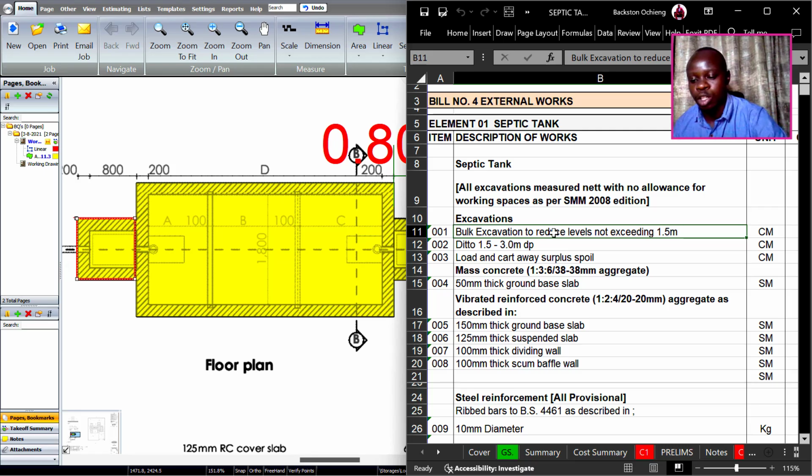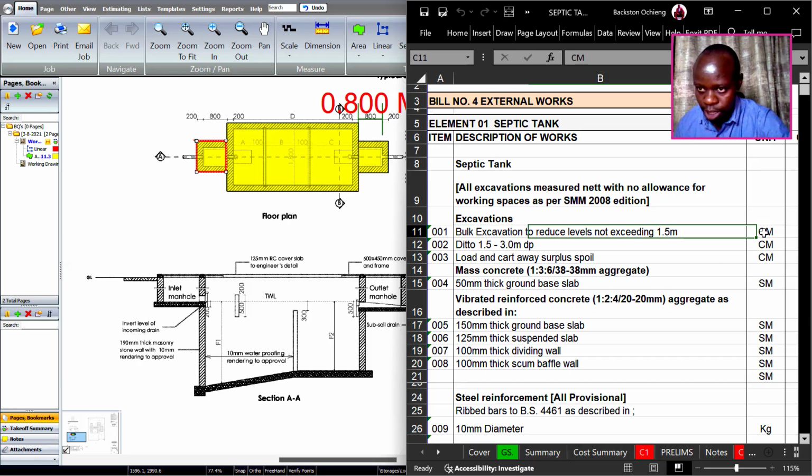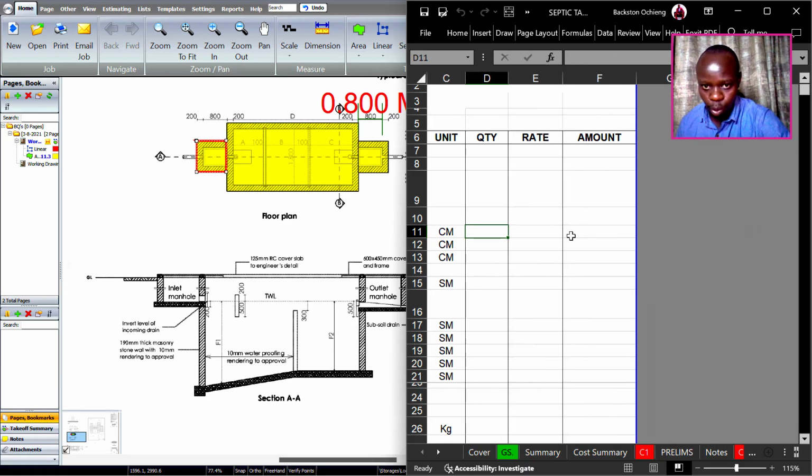It's worth noting that you consider that as well. So if you want to do estimation for a septic tank, then what you need to consider quite fast are the excavations. Now, excavations, when you need to know, it's in cubic meters, that is the unit. Okay, so the quantity that we are looking for is in cubic meters. Our calculations, we'll do them on the side here.